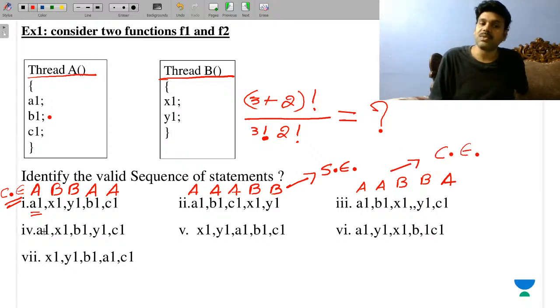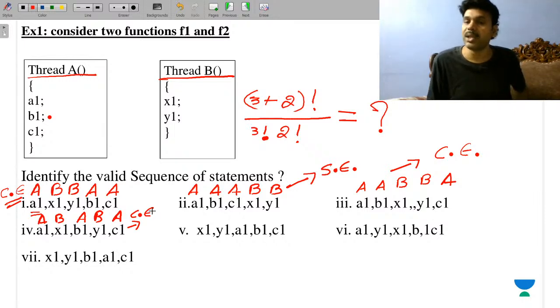Now you see the next one. A1 is done by thread A, X1 is done by thread B, B1 is done by thread A, Y1 is done by thread B, and C1 is done by thread A. There are swappings between each other. So what do we call that kind of swapping? Concurrent execution. That means preemptions are happening there.